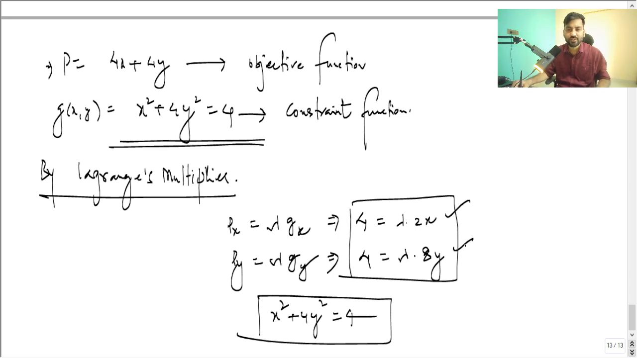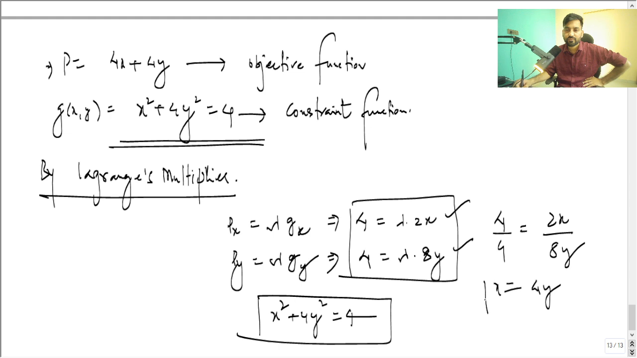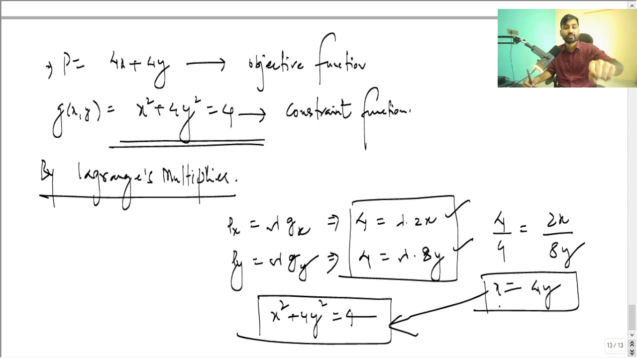They are very simple. What you can do, you can divide them, right? So you can express x in terms of y. If you divide that, 4 by 4 equal to lambda, lambda cancels, so 2x by 8y, right? So here you can say that x is going to be equal to 4y. Very simple, right? Now you can plug this x equal to 4y into this equation. So you will get the value of y, then you can get the value of x.